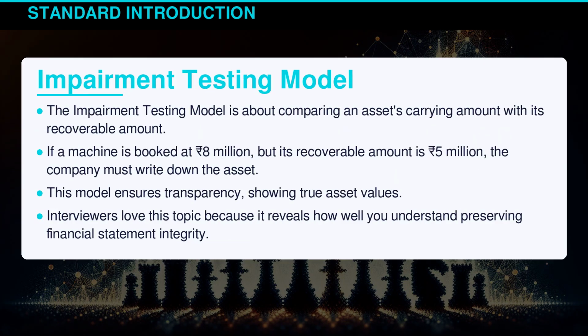The impairment testing model is about comparing an asset's carrying amount with its recoverable amount. If a machine is booked at 8 million rupees, but its recoverable amount is 5 million rupees, the company must write down the asset. This model ensures transparency, showing true asset values. Interviewers love this topic because it reveals how well you understand preserving financial statement integrity.